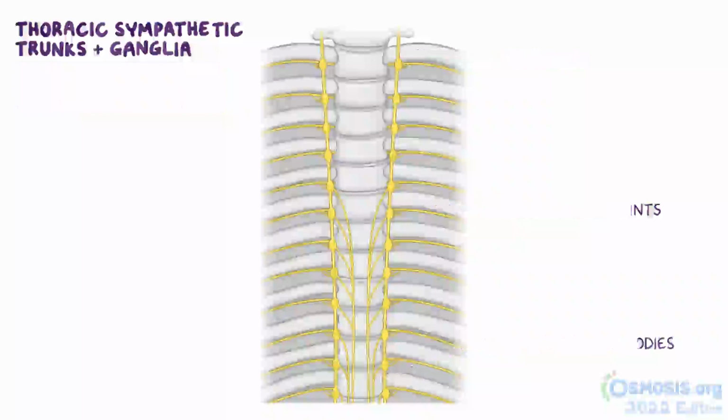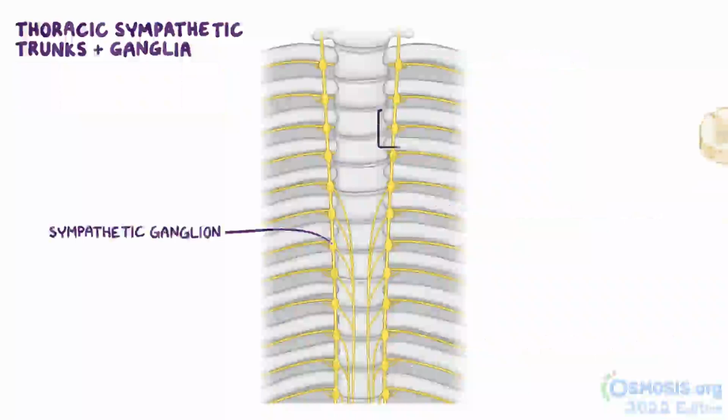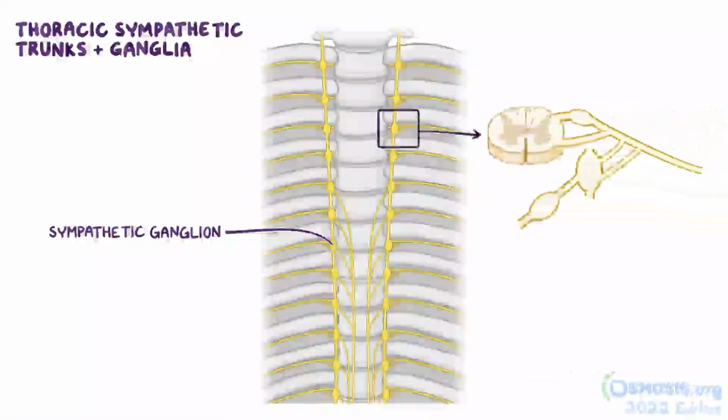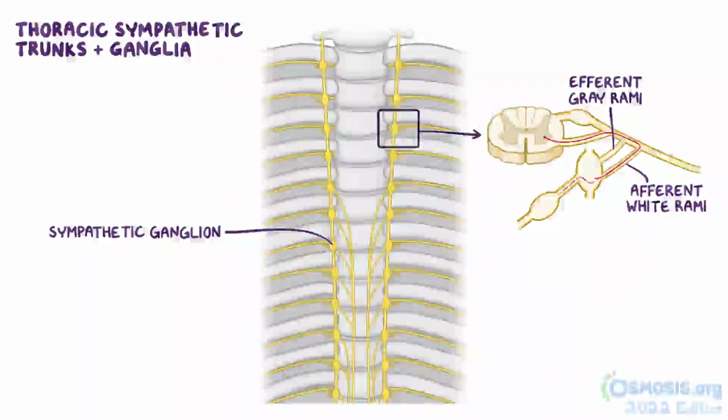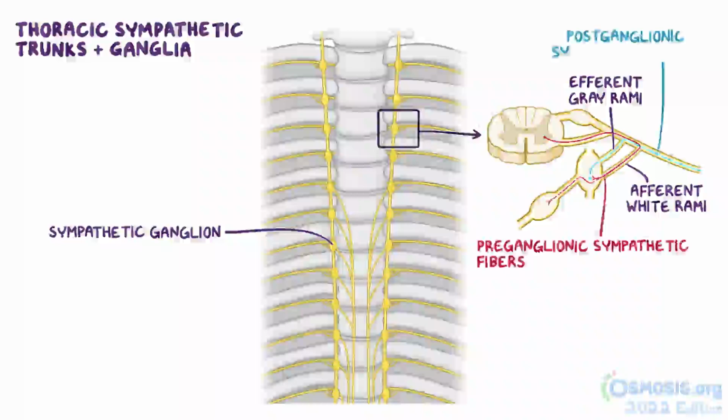The sympathetic trunk has one sympathetic ganglion for each thoracic vertebral level, and each ganglion is connected to their respective intercostal nerves via two rami communicantes. These two rami are the afferent white rami and the efferent gray rami. White rami carry preganglionic sympathetic fibers from the spinal nerves to the sympathetic ganglia, while gray rami carry postganglionic sympathetic fibers from the sympathetic ganglia to the spinal nerves.